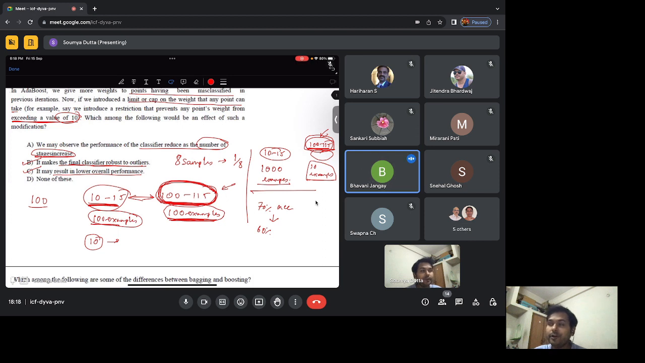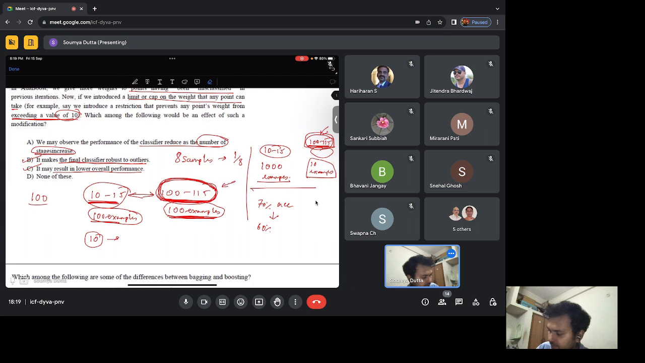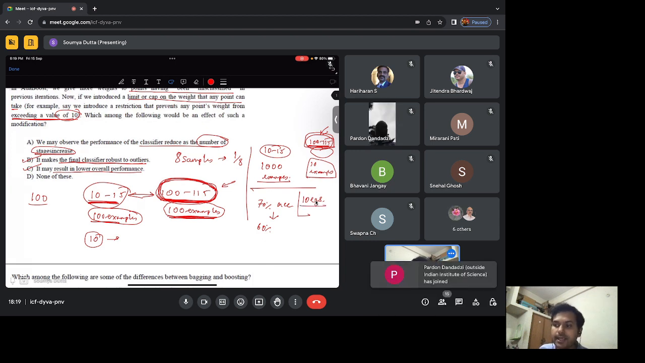No, so if in the first stage of your classification you have some outliers, let's talk about outliers, only then something of this sort might happen. Suppose you have 10 examples which are outliers, okay, let's consider this situation. And in the first stage itself, your classification was perfect on these 10 examples. Then of course your classifier is doing very well on the outliers.